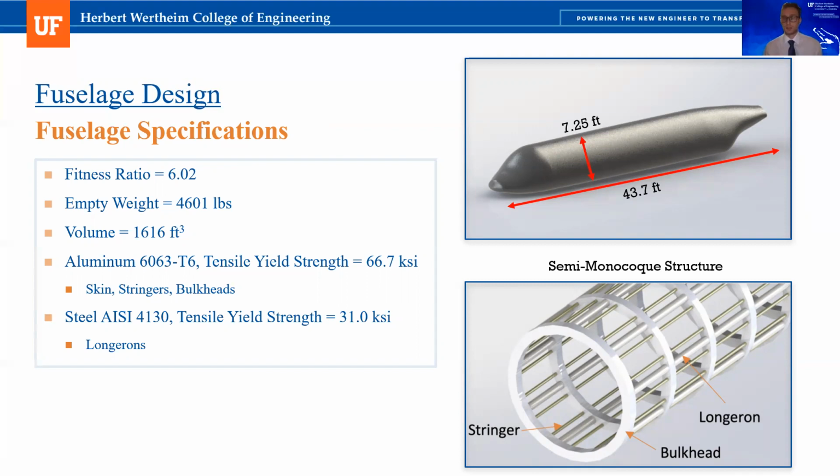And next, the materials were decided. Aluminum was chosen for the skin, stringers, and bulkheads because it offers low weight and sufficient strength for the application. And next, steel was chosen for the longerons to ensure that the maximum bending stresses found in the fuselage would be withstood. Next slide.